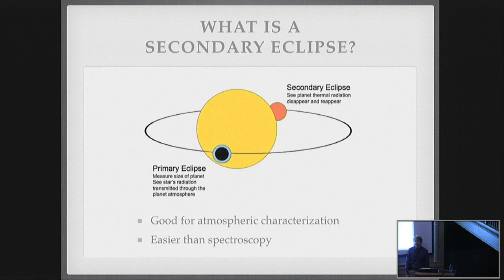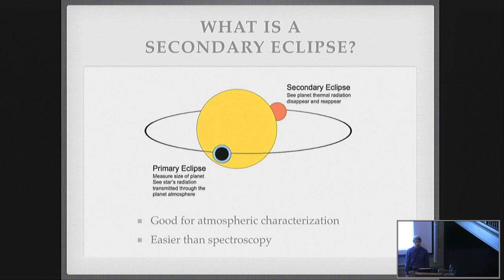So first of all, what exactly is a secondary eclipse? Basically, you've got your star, and a transit, as most of you know, is when the planet passes in front of the star. A secondary eclipse is simply when it passes behind. So the thing with the secondary eclipse is that it's much more difficult to detect.